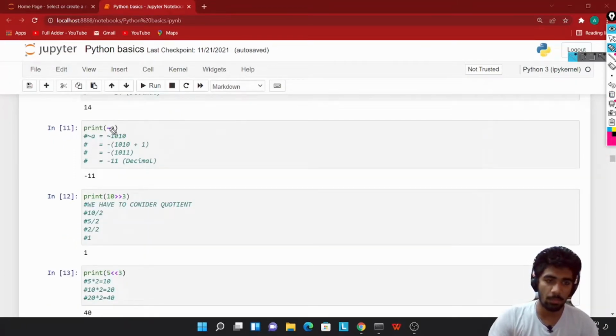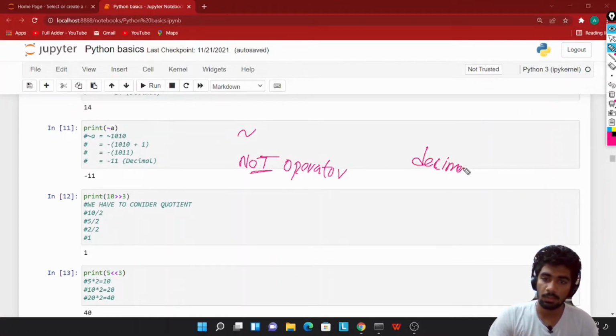The next bitwise operator is the negation operator, which is the same as the not operator. You have seen this not operator in the comparison operators. It is better to understand the negation operator in the form of decimals, because understanding this in binary is pretty difficult. So let us try to understand this in decimals so that we can understand this easily.